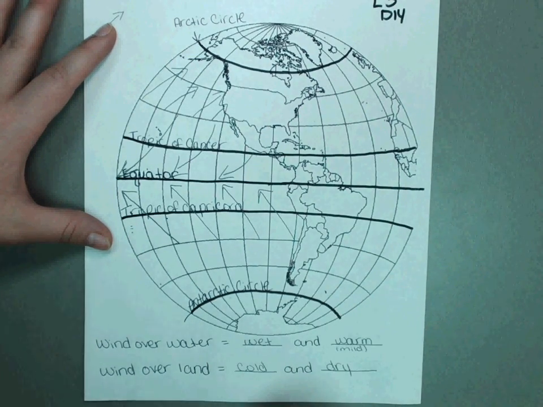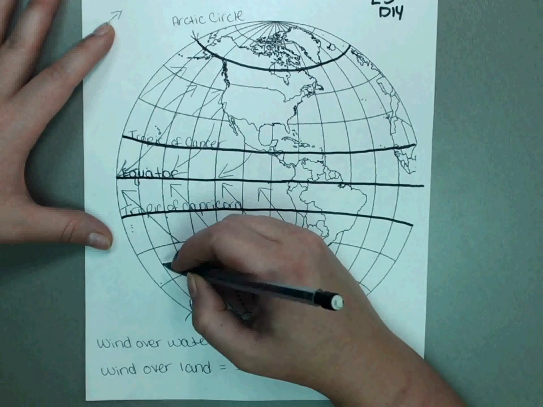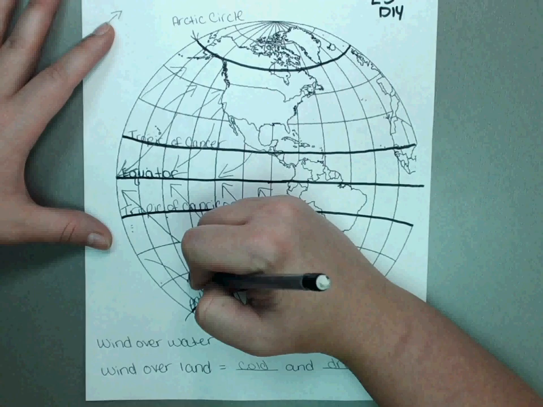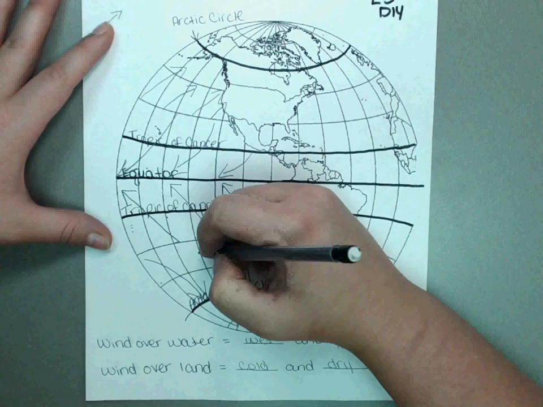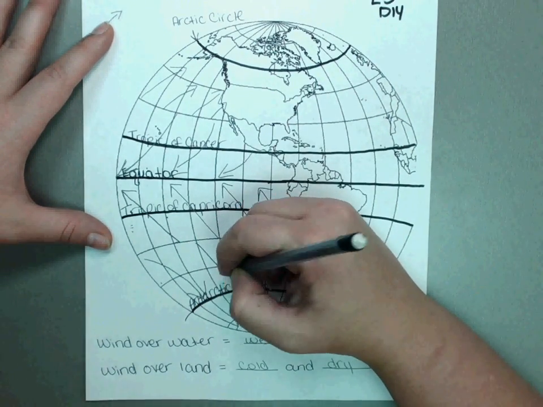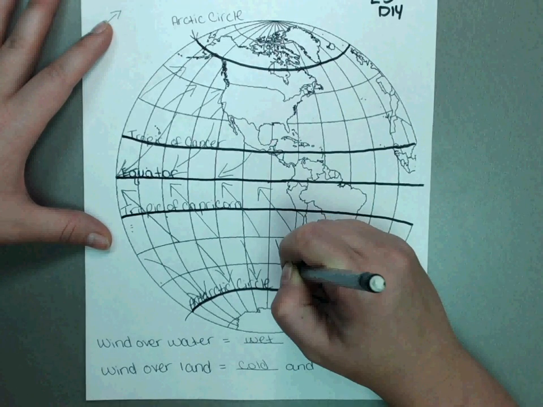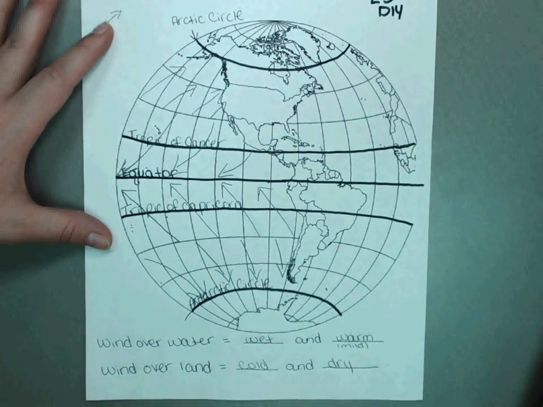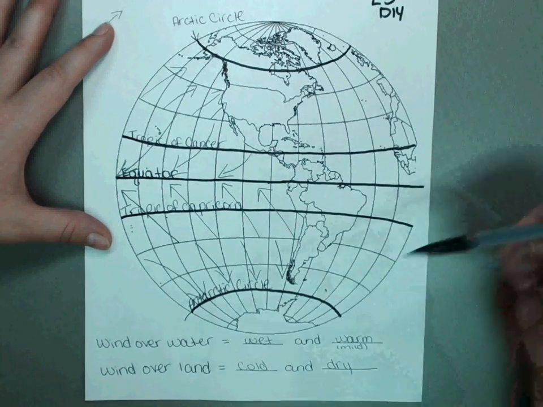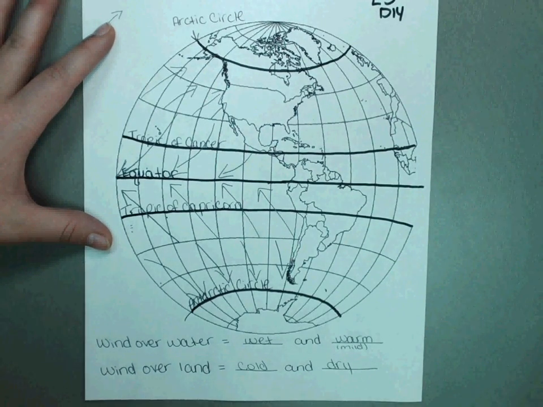Then here, wind patterns change again. Now my wind is coming this way, going towards the Antarctic Circle. Again, it doesn't matter if you cover up some of the words. At this point, you know what's there. So that is western winds.